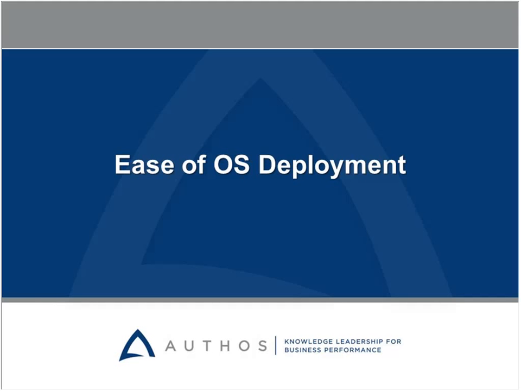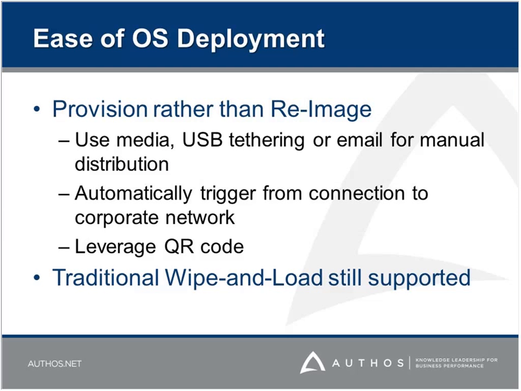Next feature we'll talk about is the ease of OS deployment. So basically, it's provisioning rather than re-imaging. While the traditional wipe and load is still supported, this provisioning is a new feature. So essentially what that means is once you have a PC with Windows 10 installed on it in your environment, you can take the settings from that machine and then via media, USB, tethering, email, you can send those settings across to the machines across your environment, then provisioning that image to those machines rather than having to go to each individual machine and do a complete re-image of it one by one.